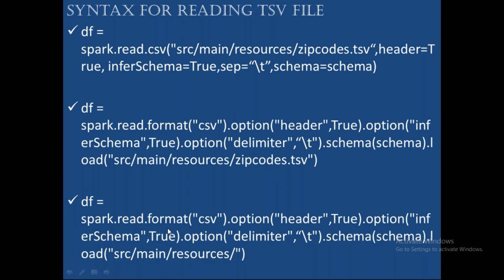Next, df equal to spark.read.format of csv, header equal to true, all these things. Here I have mentioned I want to read a single file, but if I want to read the entire data which I have in this resource folder, you just mention up to the resource folder instead of mentioning a single file. This is how we read a single file or the entire directory. We can use this syntax or this syntax, any syntax you can use.